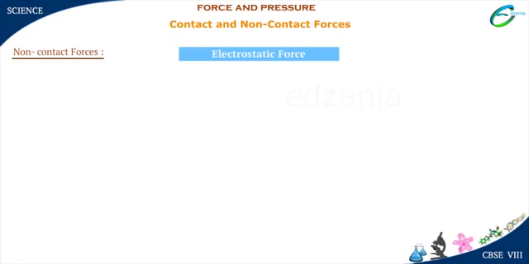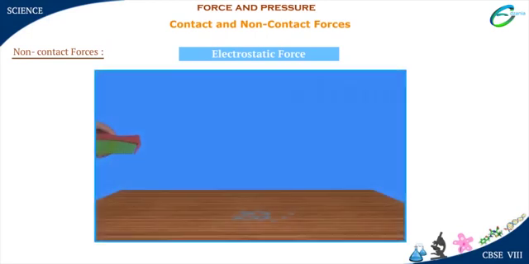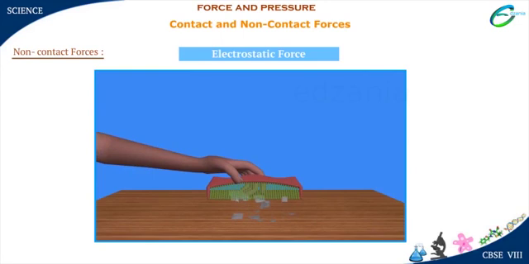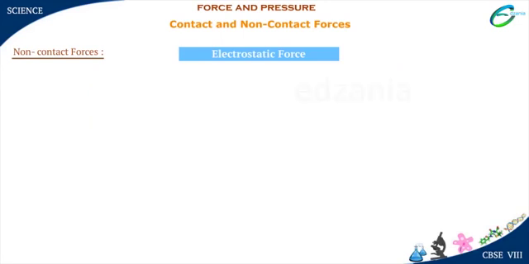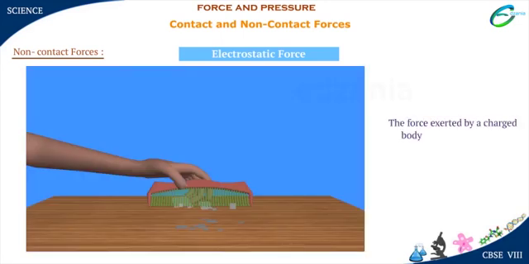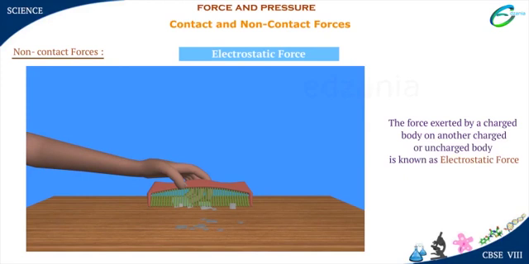When a comb is passed through the hair, it gets charged. Then, if we take that charged comb towards paper pieces, they are attracted towards the comb. The force exerted by a charged body on another charged or uncharged body is known as electrostatic force. This force comes into play even when the bodies are not in contact. The electrostatic force, therefore, is another example of a non-contact force.